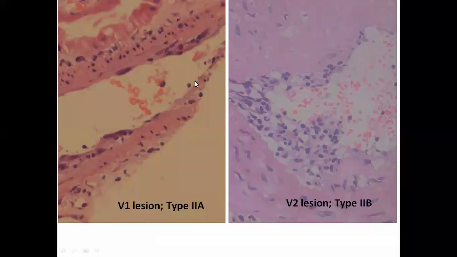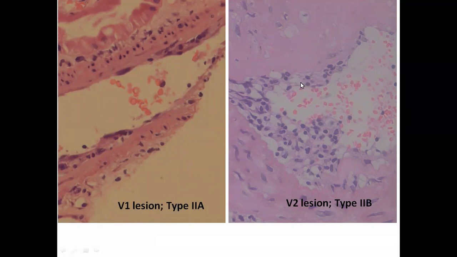This is also called an active vascular rejection. Similarly, if you compare this area with this area, you can see that here also there are elongated cells, and there are some lymphocytes beneath the elongated cells. So there is endotheliitis, but it is not covering more than 25% of the vascular circumference. So this is a 2A or V1 lesion, vascular 1 lesion, or type 2A kind of rejection. So, type 2A vascular rejection.